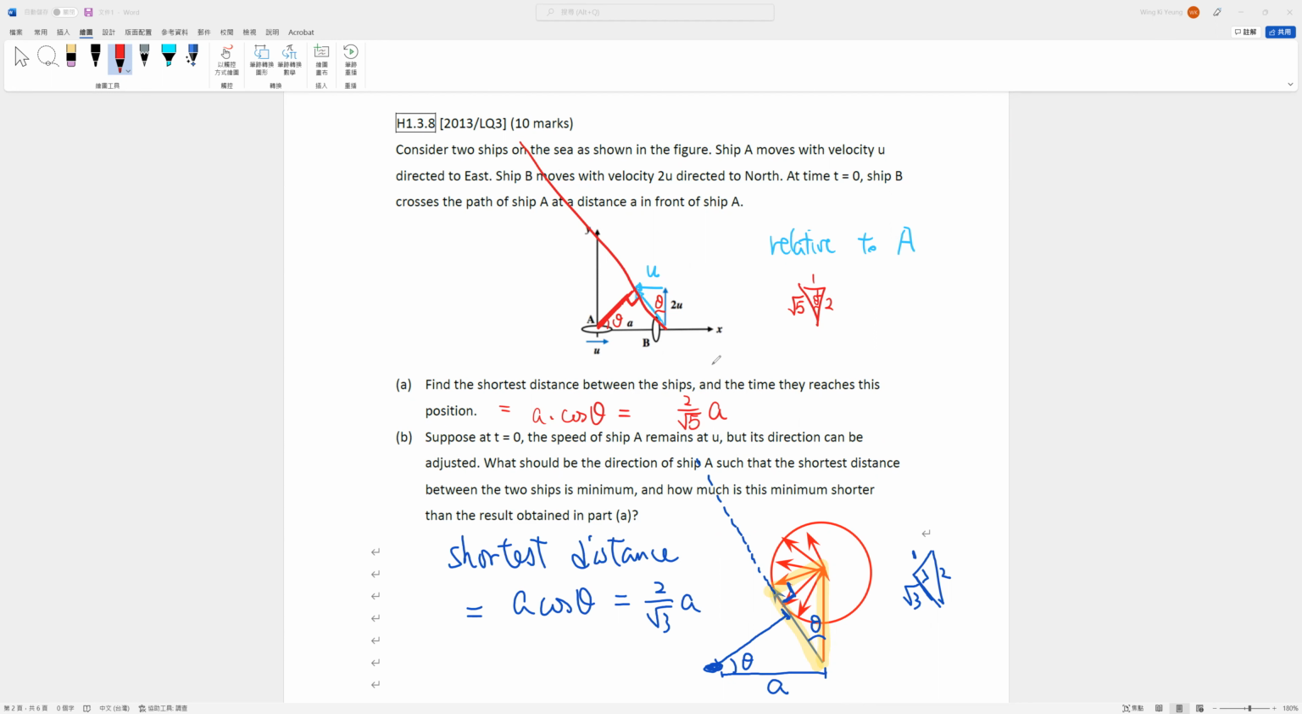But not yet finished, because it's asked about the direction of the ship A. Now this is the red arrow here. This is the negative U. So that means the U should be pointing somewhere here. And then you can see how it's related to the angle theta. So this is the angle theta, and this one will also be the angle theta. So the direction of the ship A should be angle theta to the horizontal. And then theta will have the value arccosine 2 over root 3. Okay, so that is the answer for part B.